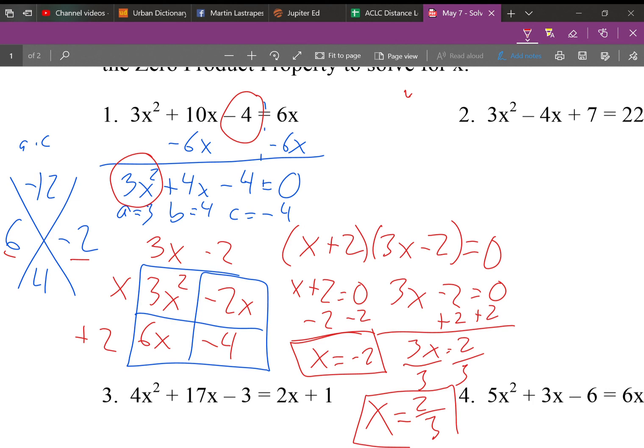But again, if you're keeping up with the factoring, this should all be pretty easy.